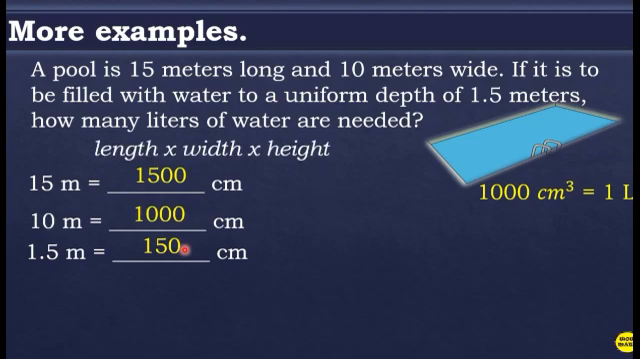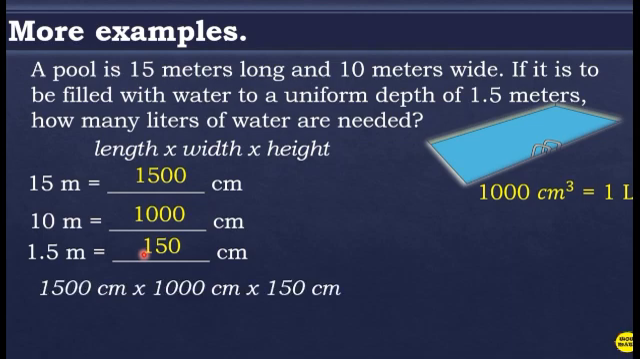Diba? For us to get the volume, we have to multiply the length, the width, and the height. Okay? So, we have to multiply the length, the width, and the height. So, ito yung length, ito yung width, ito yung height. So, 1,500 centimeters times 1,000 centimeters times 150 centimeters. So, i-multiply natin siya. That is 225 million cubic centimeters.